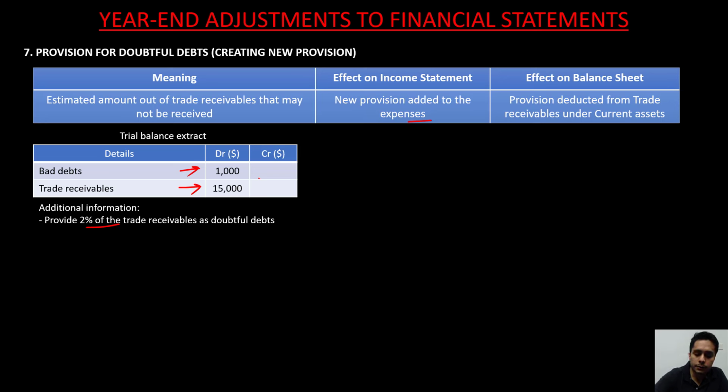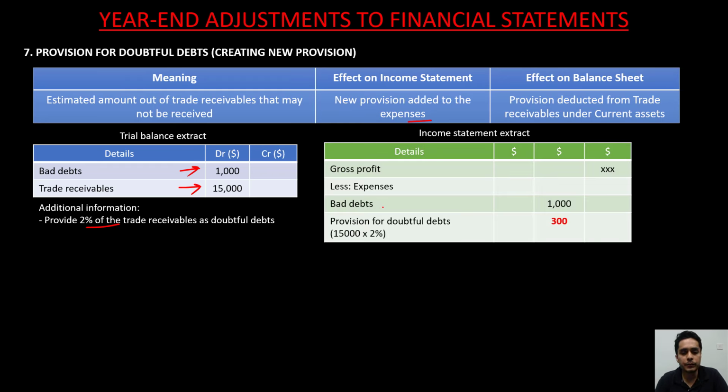So let's look at the income statement. In the income statement, if you see under expenses, first bad debts is picked up from the trial balance. Apart from that, we need to show additional 2% of the trade receivables as doubtful debts. So when I take 2% of the trade receivables, 15,000, I get $300. This is an additional amount over and above the $1,000 bad debts, which will be shown as an expense.